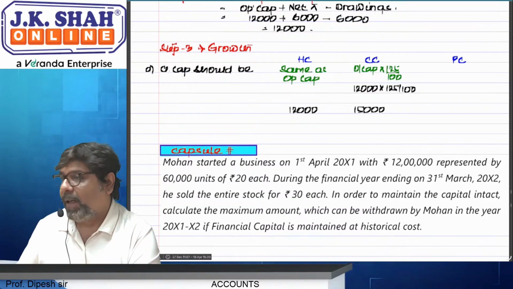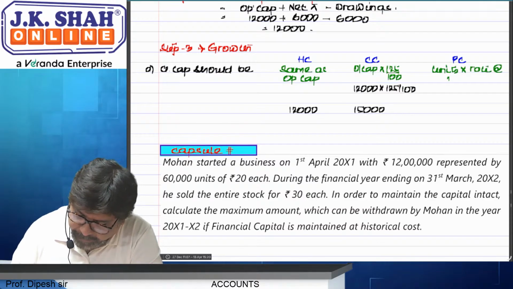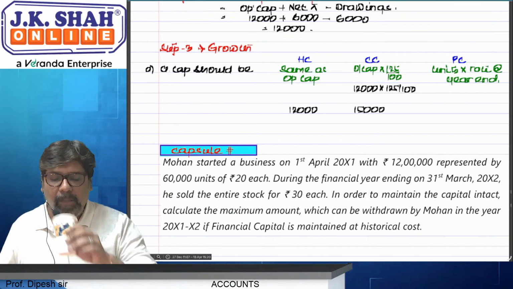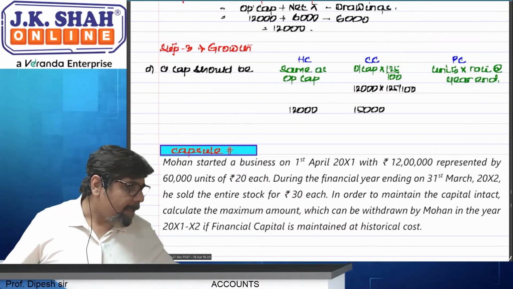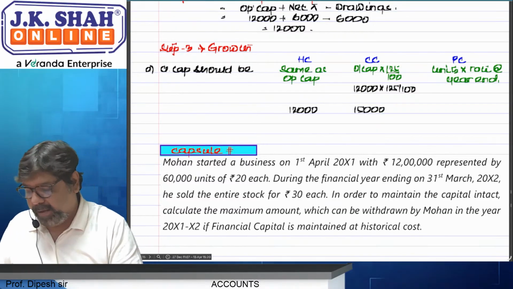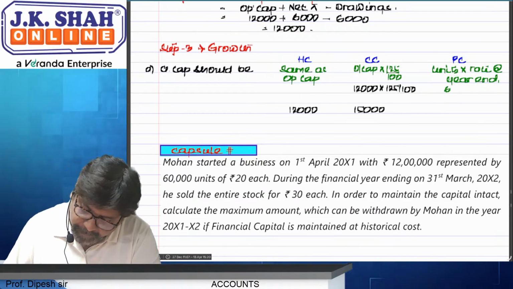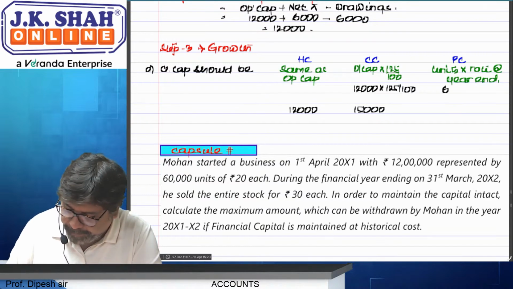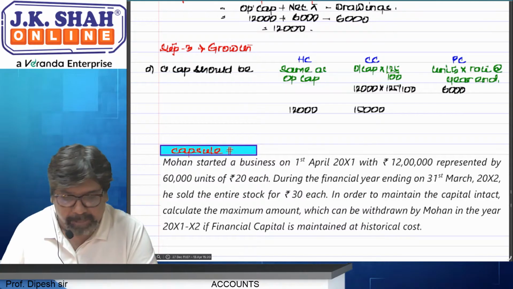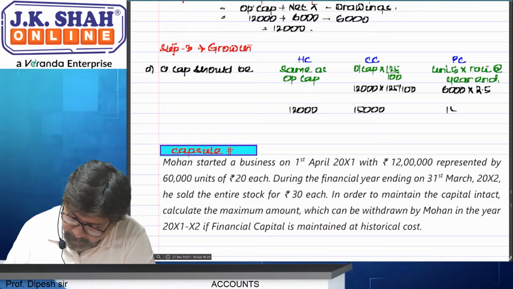Physical capital is equal to units into rate at year end. Correct? How many units we purchased at the beginning of the year? 6,000, yes or no? Correct? Into closing rate is how much? So it should be 15,000.